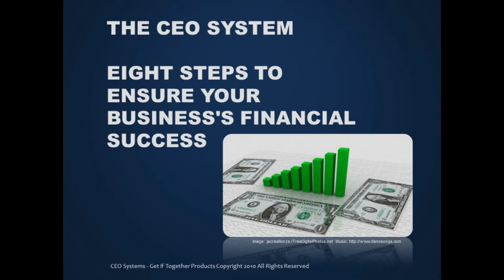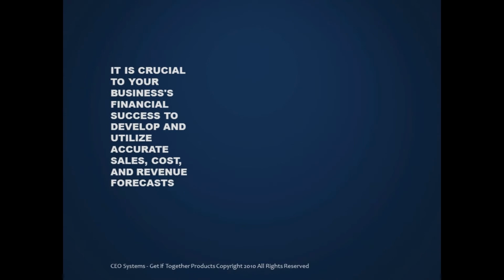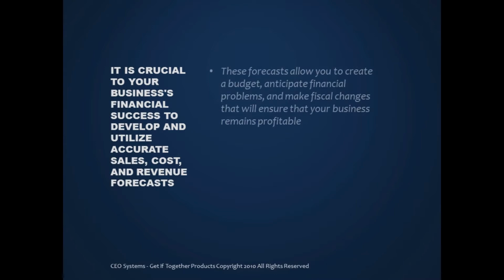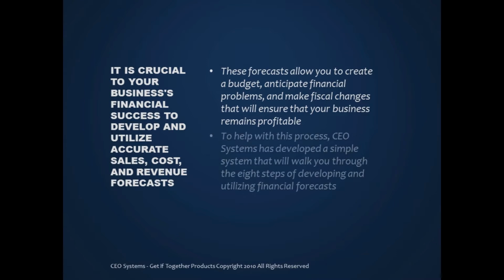The CEO System: 8 steps to ensure your business's financial success. It is crucial to your business's financial success to develop and utilize accurate sales, cost, and revenue forecasts. These forecasts allow you to create a budget, anticipate financial problems, and make fiscal changes that will ensure that your business remains profitable. To help you with this process, CEO Systems has developed a simple system that will walk you through the 8 steps of developing and utilizing financial forecasts.